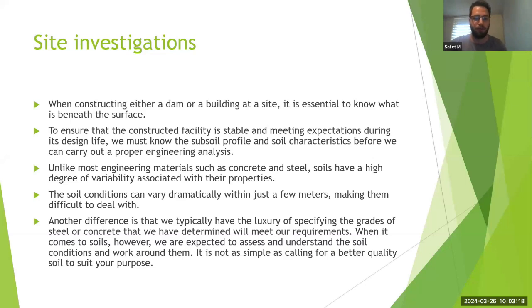Another difference is that we typically have the luxury of specifying grades of steel or concrete that we have determined will meet our requirements. When it comes to soil, we don't have that luxury because soil is just there. We just need to deal with it. We cannot say, oh yeah, we need a different soil. We can only change our foundations or our design in general. It's not that simple to say we need a better quality soil, because the soil is already there. We just need to deal with it.